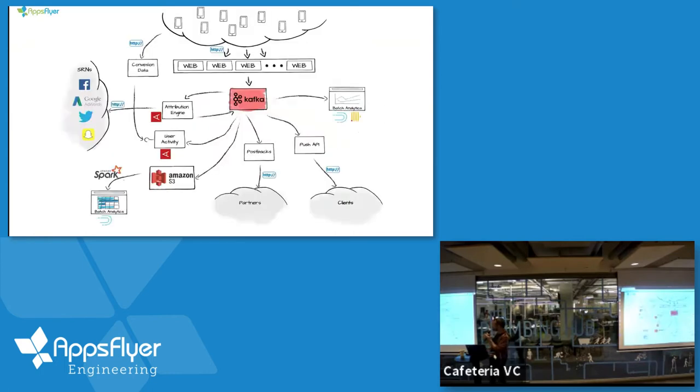And this is kind of a famous slide. A lot of people use this slide at AppsFlyer. It shows what AppsFlyer looks like on a high level. We have our clients' devices sending events to our web handlers. And basically, the backbone of our whole microservices infrastructure is Kafka. We use Kafka because it helps us decouple all of our microservices. Lots of people use it. By the way, if anybody has any questions along the way, feel free to ask.